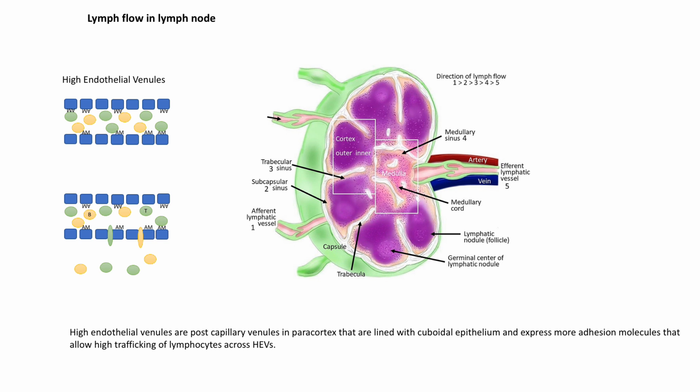Now let's see how lymphocytes reach the lymph node. Along with lymphatic supply, lymph nodes also have blood supply. Arteries to lymph node enter through the hilum of lymph node and it's the post-capillary venules where the lymphocytes exit blood vessels. So these post-capillary venules are called high endothelial venules because these venules are lined by cuboidal cells.